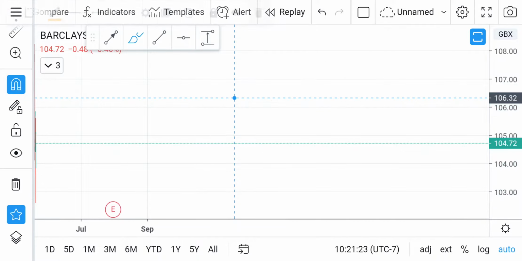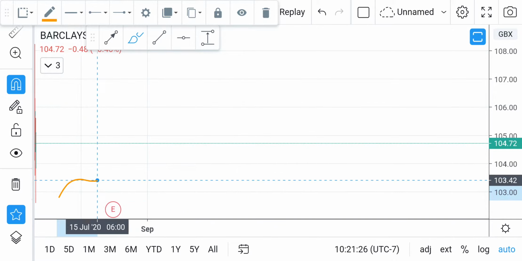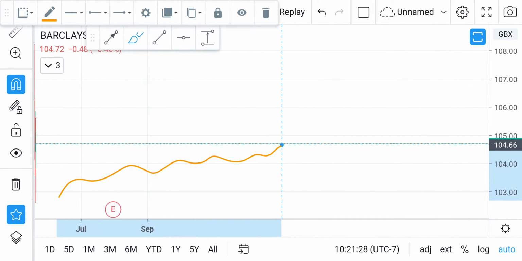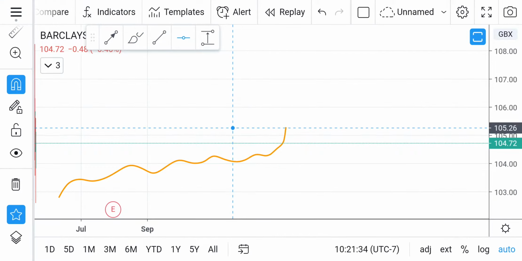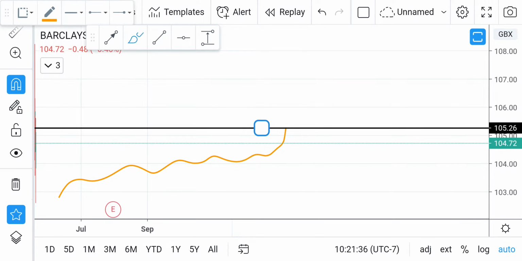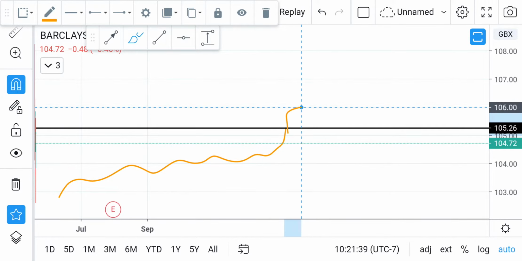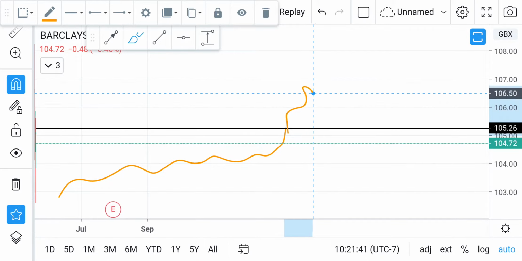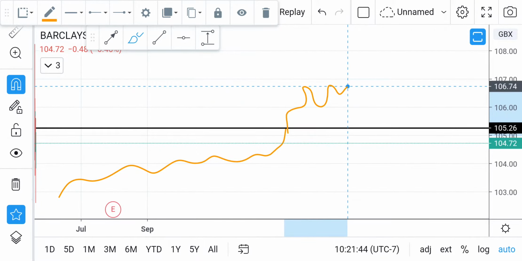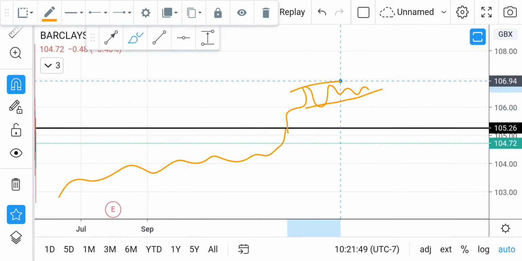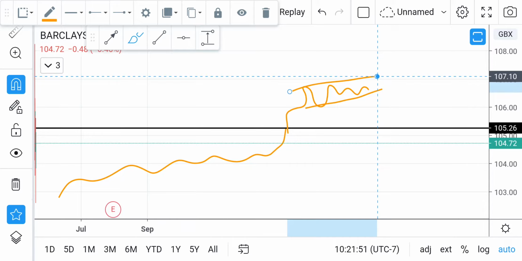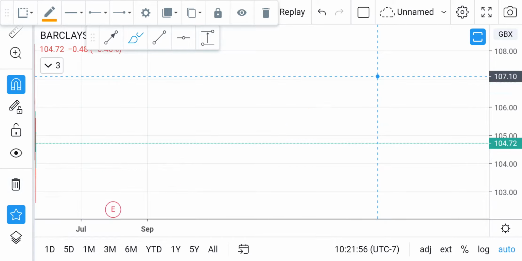So let me just try and illustrate an uptrend. Let's say price is going like this. Let's say you have a resistance over here and price breaks above resistance. So the next thing that will happen is that it's going to start forming a flag pattern like this. So you see it in an uptrend. Let me just try and illustrate it again. Let's say you have a price trading.